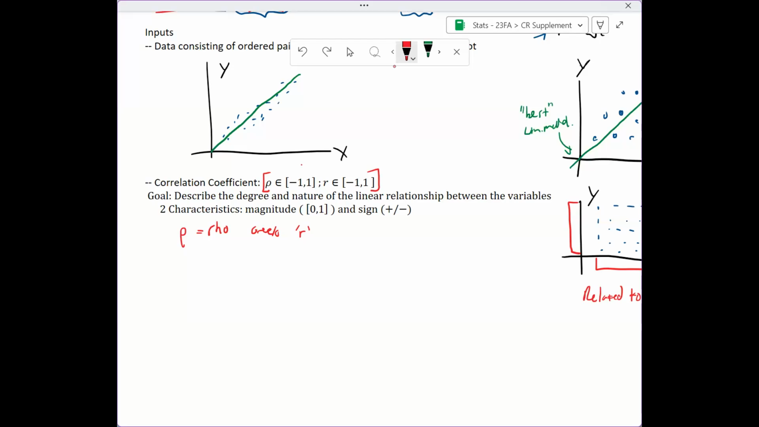And both the population and the sample correlation coefficient are in the interval -1 to 1, including the endpoints. And that's always true. That's from the way that they're calculated. They always have to be between -1 and 1. And these correlation coefficients have two characteristics. They have a magnitude, or an absolute value, between 0 and 1. And they have a sign, positive or negative. So let's investigate each of these individually.